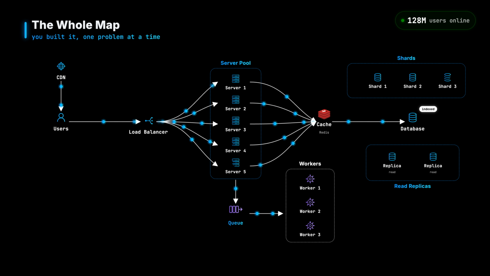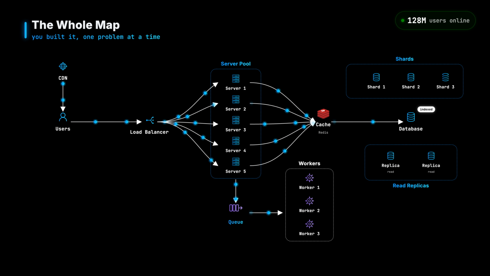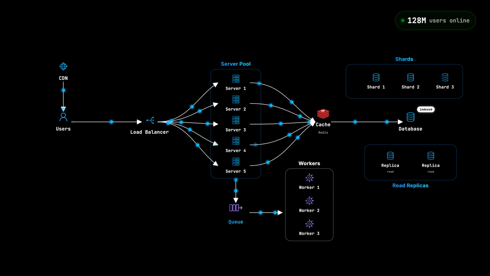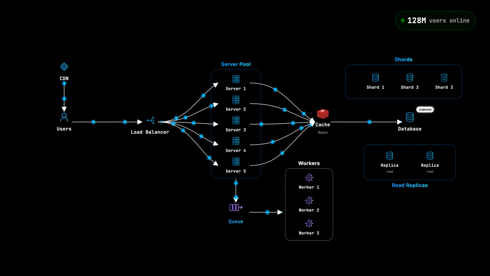So step back and look at what Maya's app became. From 12 friends to 100 million users. This is a real system design. And nobody planned all of it on day one. She built it one problem at a time.